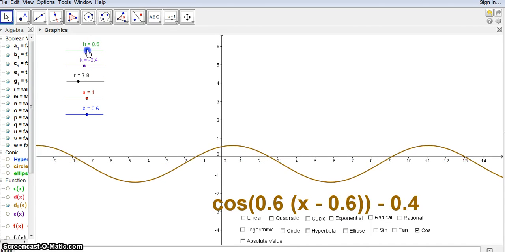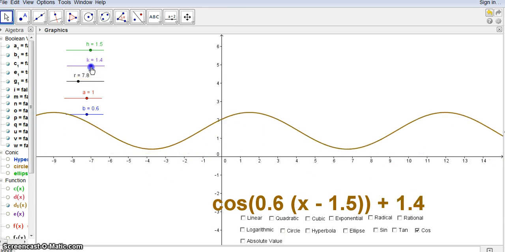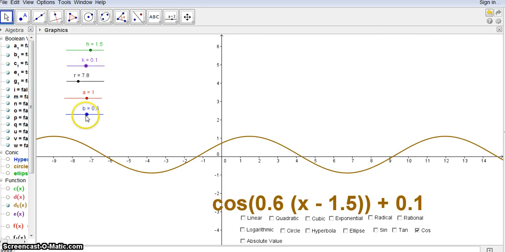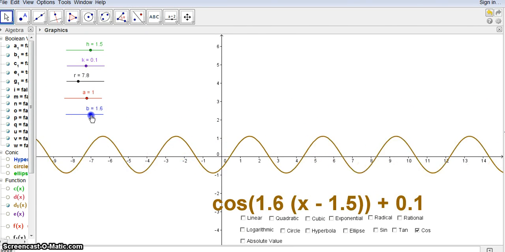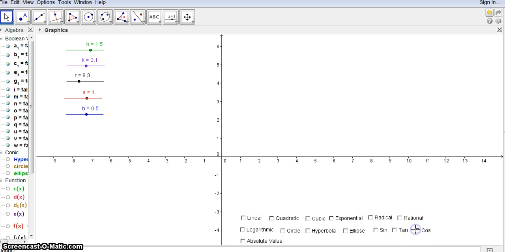So this is just a file for you to get through, to play with, to try to figure out how different parts of an equation affect a graph. That one moves it up or down. There's this magic B value, which makes it shrink or stretch horizontally, if you will. I don't know if the R value works for the cosine. It doesn't, but you can choose different functions.